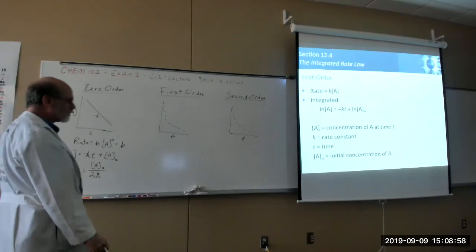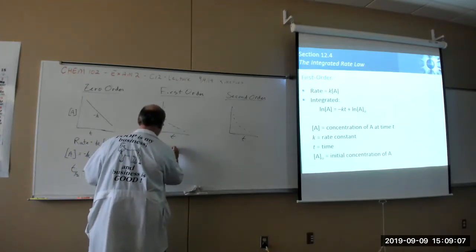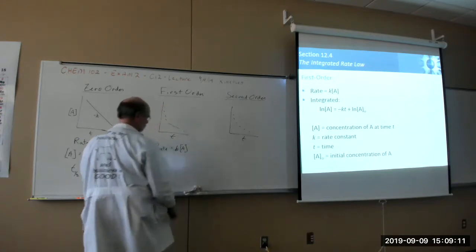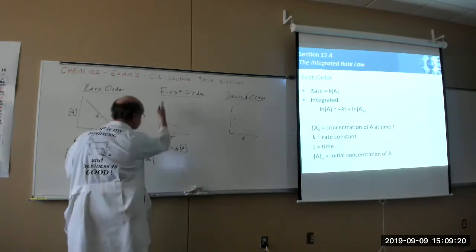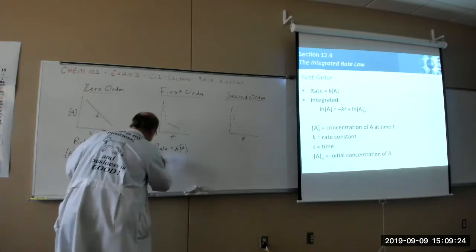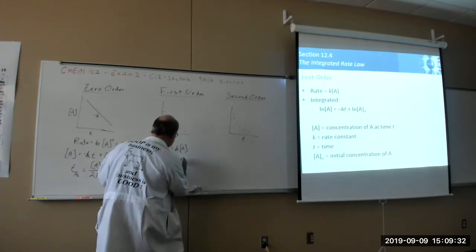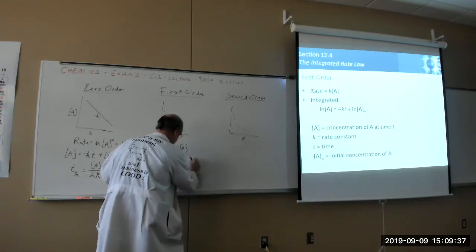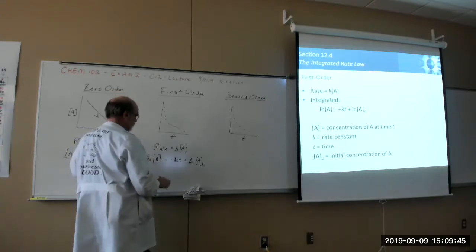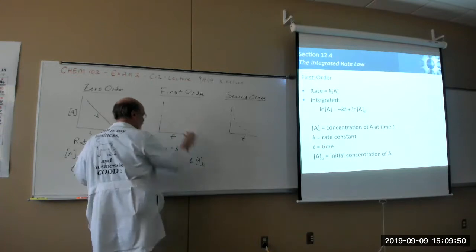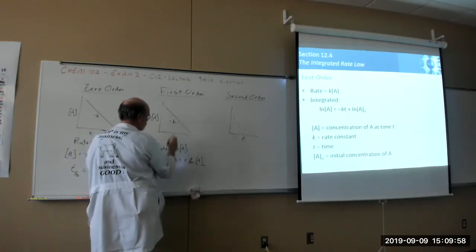First order. So first order, how do we get from there to here? Rate equals K, A, to the first power. The integrated rate law looks like this. Since it's a curve, we want to do something that'll straighten it out. So if we take the natural log of the concentration of A and plot it against time, then we get a straight line. So now, since we got a curve with the raw data, we do a transformation and plot the natural log of A against time, and we get a straight line with negative K as our slope.